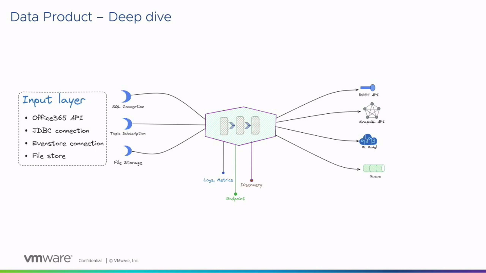It could be ingesting data from an event store, a bunch of events coming in from an event store, streaming data. It could be ingesting data from a SQL store through a JDBC or an ODBC connection, or even from a file store from which it's ingesting CSV files or Parquet files as an example.